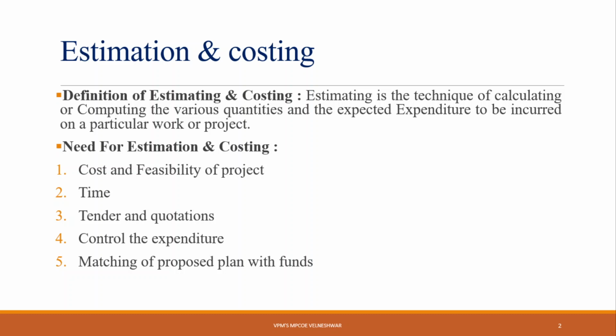Then, control the expenditures. An estimate is also required to control the expenditures during the execution of work. Suppose you will require 10 lakh rupees for PCC work or 10 lakh rupees for your reinforcement work, and your expenditure is going beyond your limit, meaning you are spending 12 lakh rupees instead of 10 lakhs. Then you should know how to control the expenditures. You also get to know where your wastage is. So this is also a need for estimation and costing.